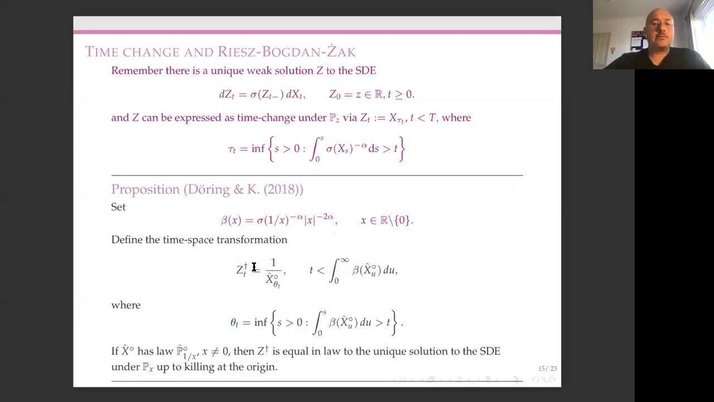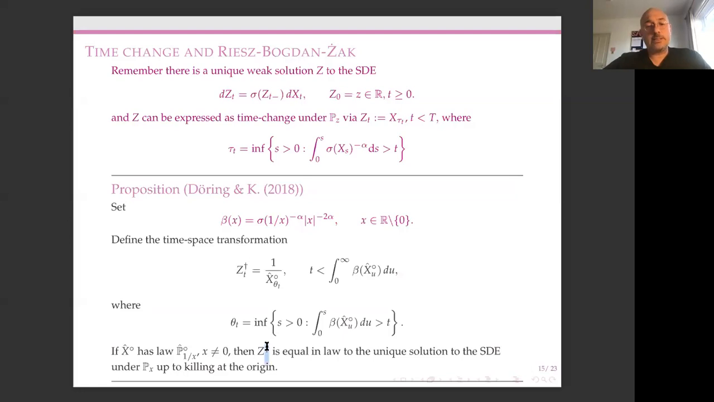Don't worry about the dagger for now. The Z is equal in law to the weak solution of the SDE. And if I start x circle hat from 1 over x, then the Z process will start from x. So what I've done is represent my weak solution to the SDE as the inverse, 1 over, of the negative of a stable process conditioned to stay positive.